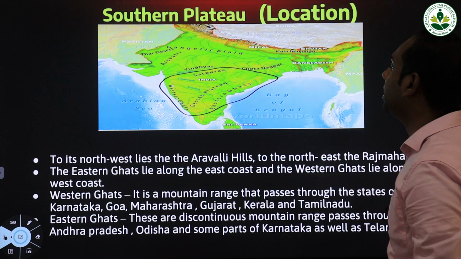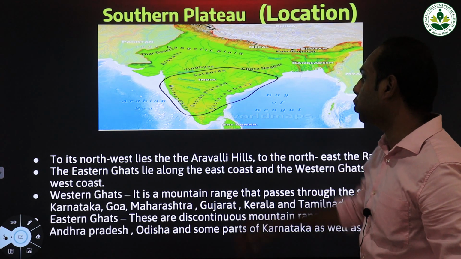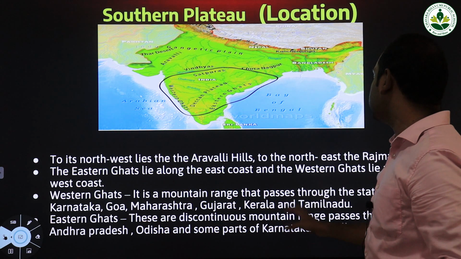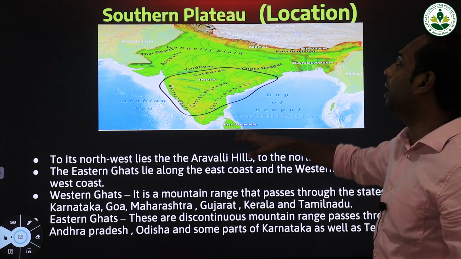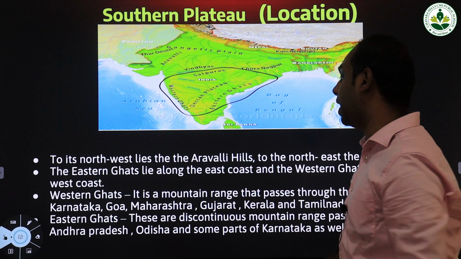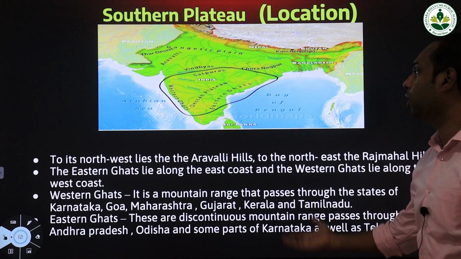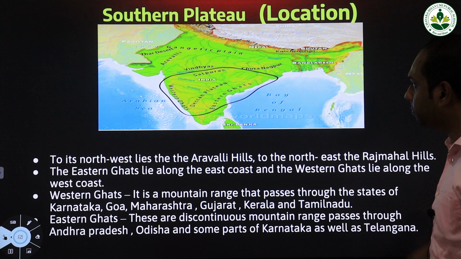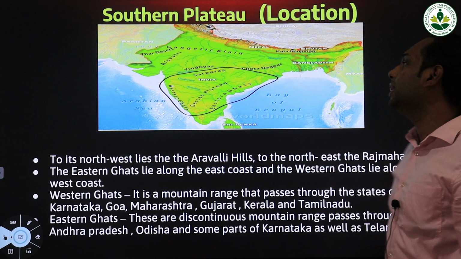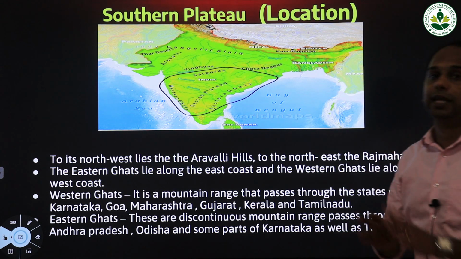So what are Eastern Ghats? Eastern Ghats are discontinuous mountain ranges which pass through the states called Andhra Pradesh, Odisha, and some parts of Karnataka and Telangana, and they are located parallel to the Bay of Bengal. And these are the major features, these are the major attractions of this southern plateau.